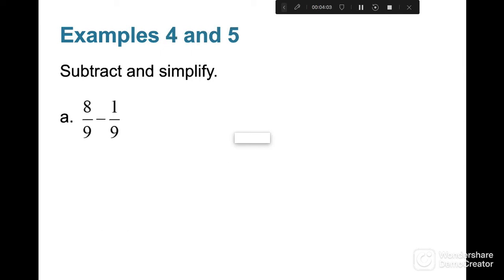So, same thing when we subtract. We have to have that common denominator on the bottom, and then we can just subtract straight across the top. If I were to subtract this, what would I end up with? 7/9. Can that be reduced? Cannot, so that is in lowest terms. Next, I have 7/8 minus 5/8. 2/8. Can that be reduced? Absolutely. Once I reduce that, it becomes 1/4.